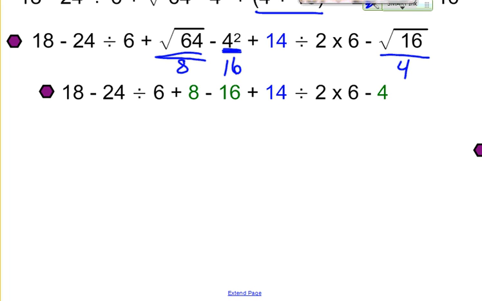Step 3 says multiply and divide going left to right. And so we would start here. This is our leftmost. So 24 divided by 6 is going to give us a 4. Here's our next division. That's going to be a 7. And once we actually found this, this 7 is going to be multiplied by this 6, and so we're going to get a 42 for an answer there.